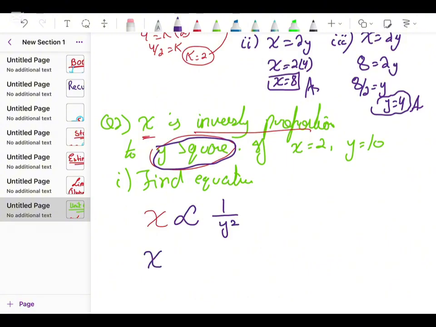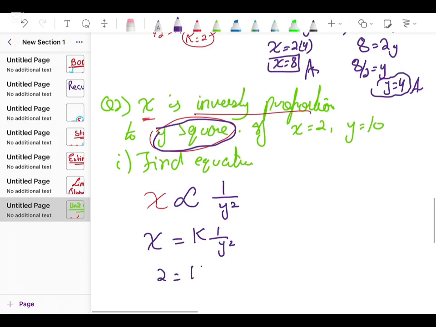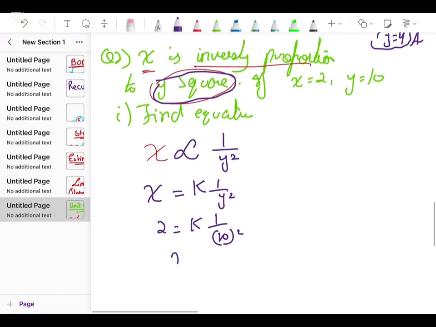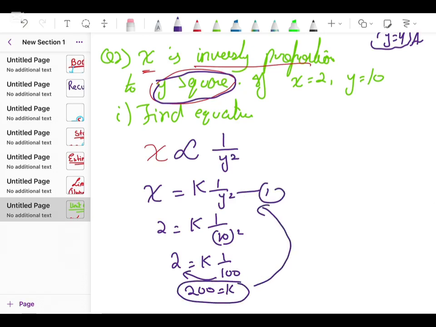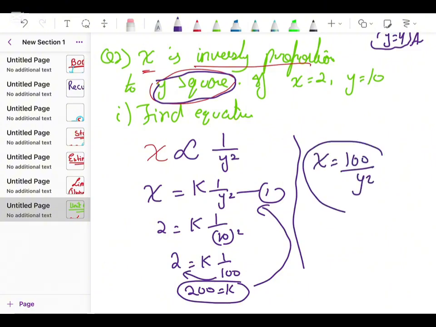We will remove this. It will give us equal to k times 1 upon y square, and the value of x is 2 and the value of y is 10. So 10 square will give us 100. So k is equal to 1 upon 100. 100 will go to this side, so it will become 200. So the value of k is 200. So this will be our first equation, so we will put it here. So the final answer will be x equal to 100 upon y square. This will be our answer.